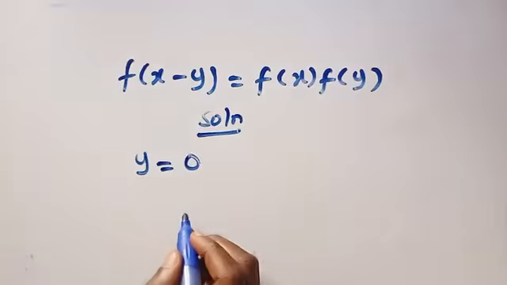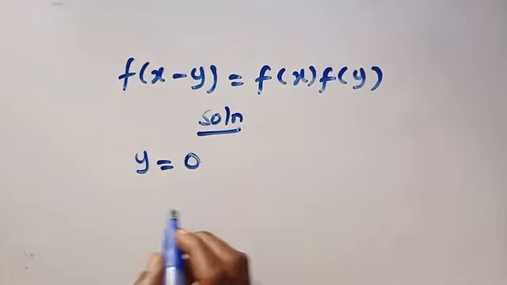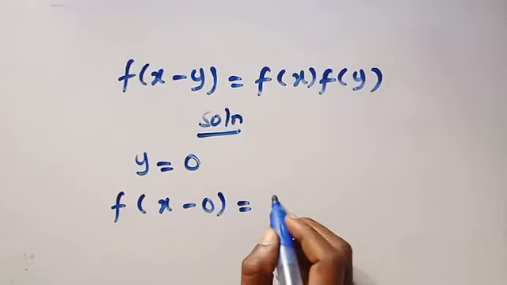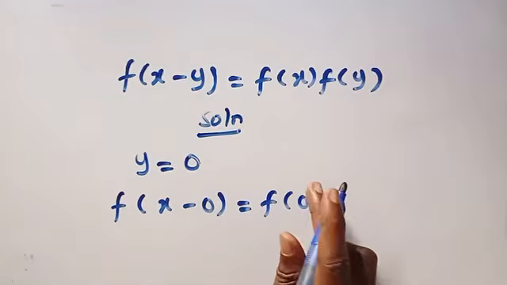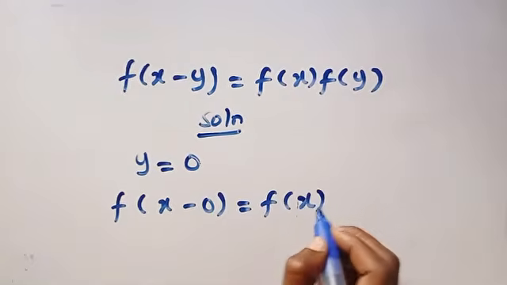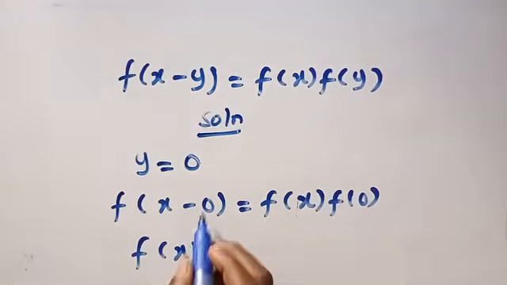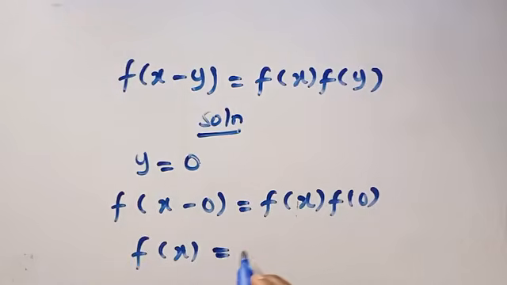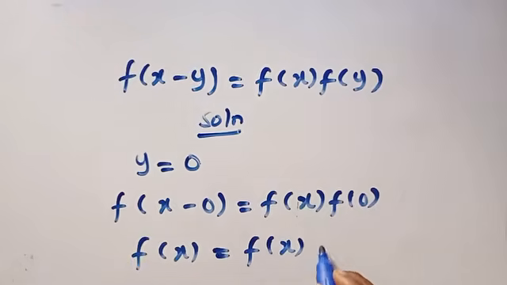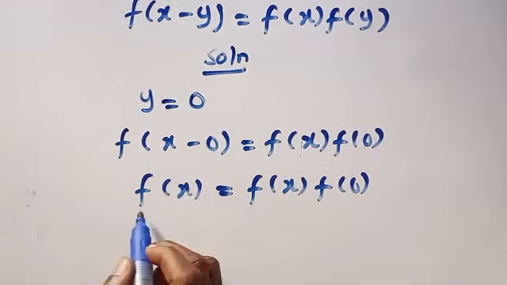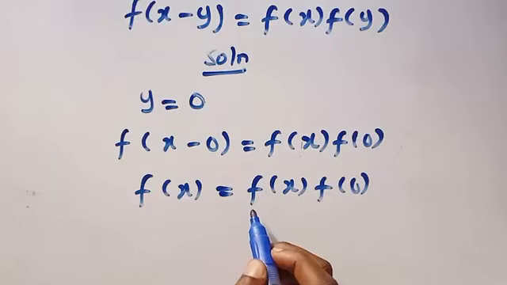if y equals 0, for instance, we have f of x minus 0 equals f of x multiplied by f of 0. So with this we have f of x minus 0 is f of x, equals f of x multiplied by f of 0. At this point, don't try to cancel f of x on both sides. It doesn't work like that.